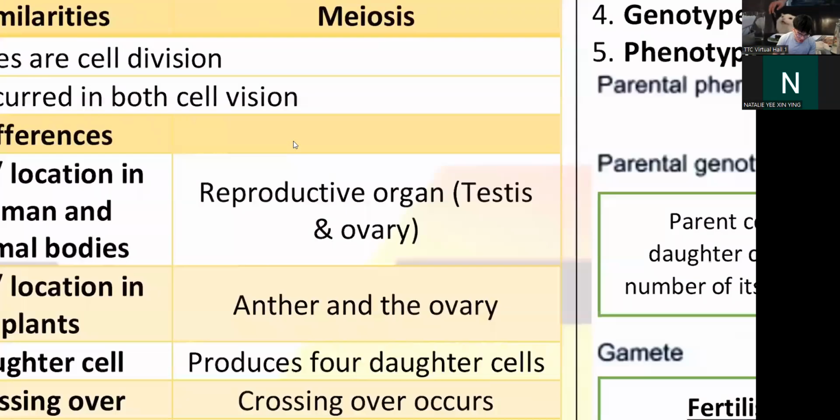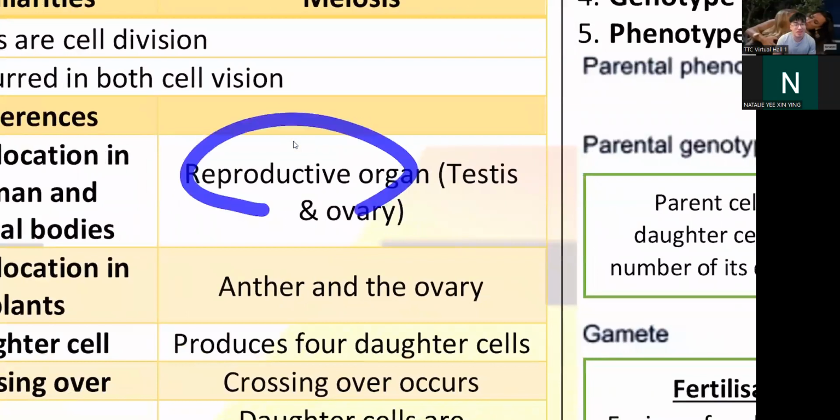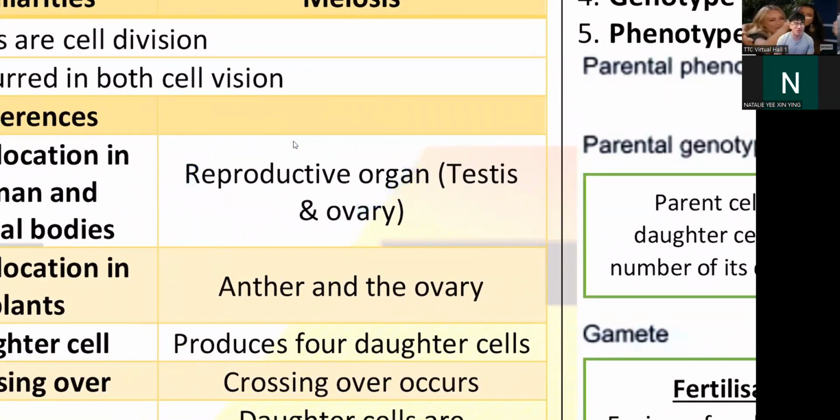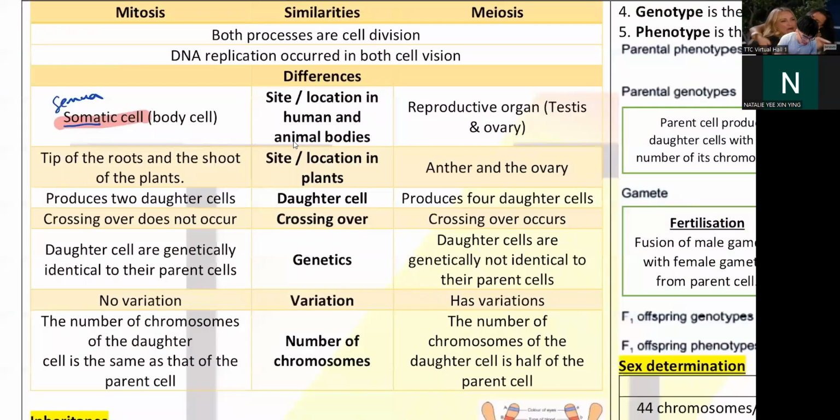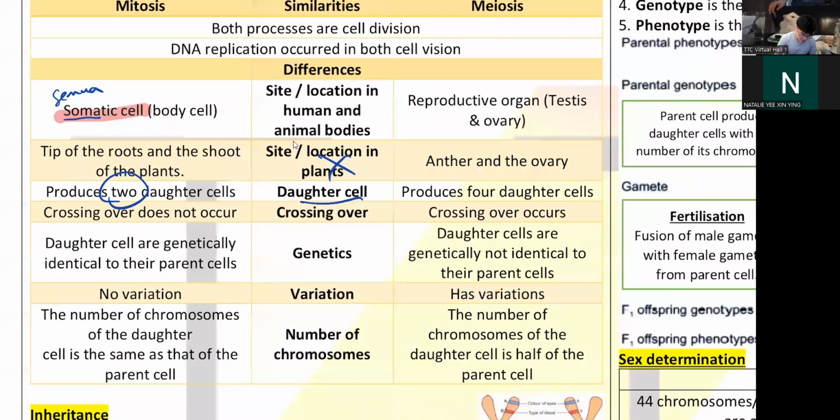And then this is only for reproductive organs, only for sperm and ovum, only for testes and ovary. Okay, and then of course plants, we don't care. Daughter cells, right? How many cells do they produce? Mitosis, they create 2, because 1 becomes 2. They do it once. Meiosis they do it twice, right? Meiosis 1, meiosis 2, right? So 1 becomes 2, 2 becomes 4.